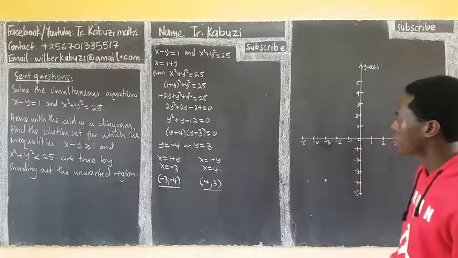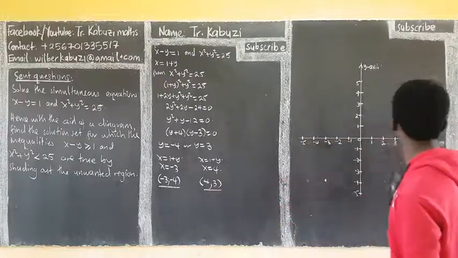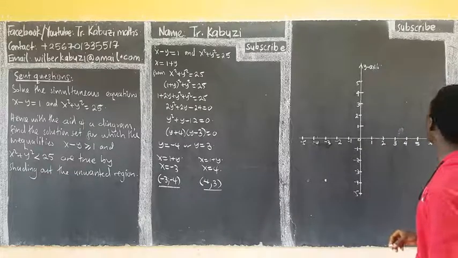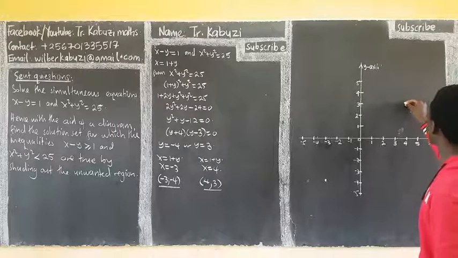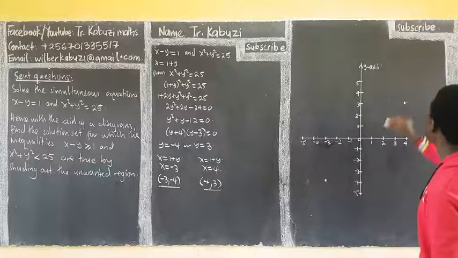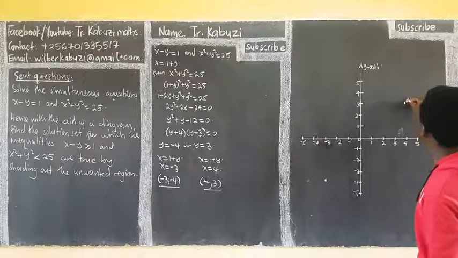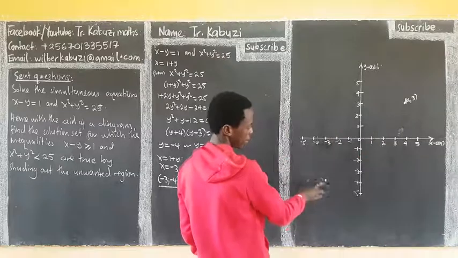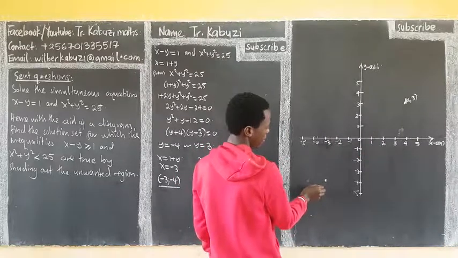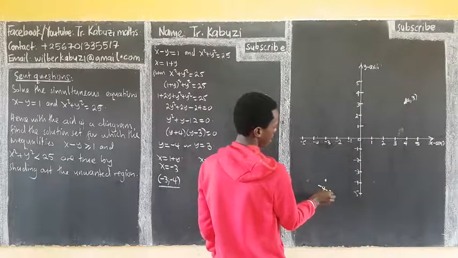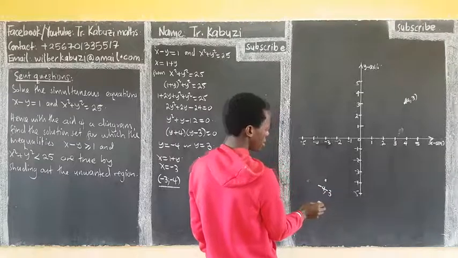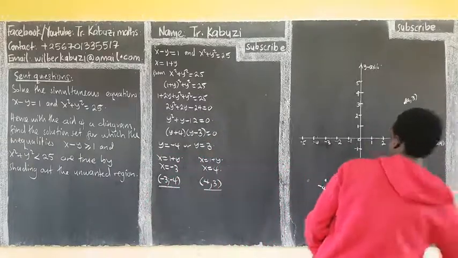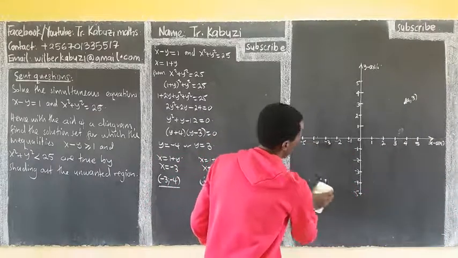Then I have also 4, 3. 4, 3 is somewhere here. I think you can see that somewhere there. So that is the point. So that's going to be 4, 3. Here this one is going to be this one here. It's going to be negative 3, negative 4.